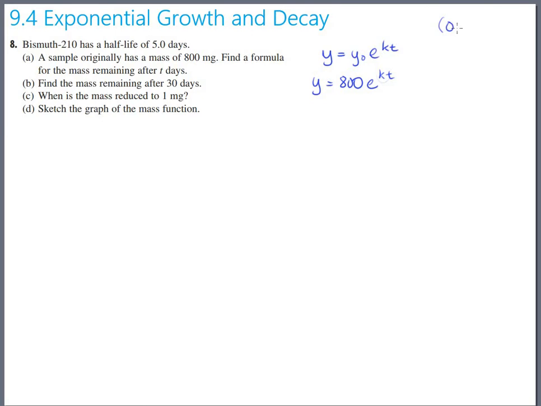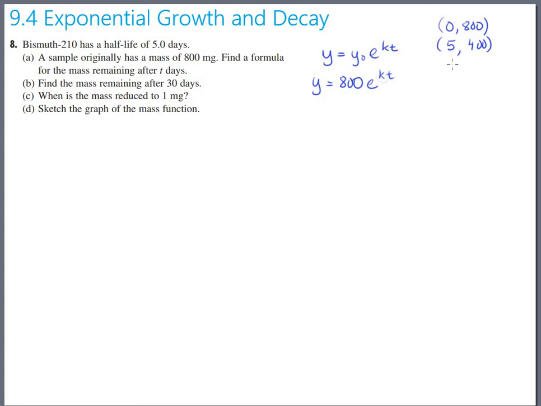Because we can say at time 0, we got 800. And 5 days later, guess how much we have? Half that. We've got 400. So we do have another point that we can plug in.